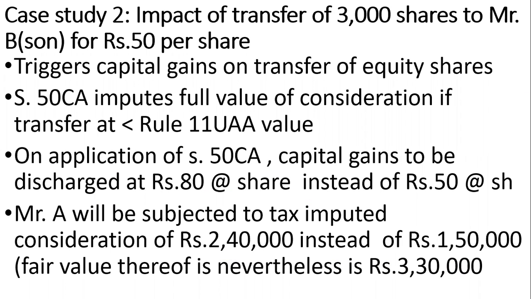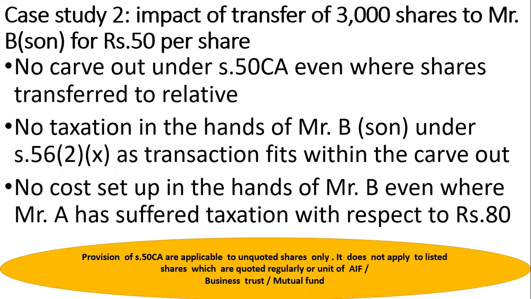Let me go to the example here. On application of 50CA, capital gain is to be decided instead of 80. As 50CA says, whenever valuation comes, it would be as per Rule 11UA. This 50C and 50CA are almost on a similar pipeline. 50C is applicable for immovable property. 50CA is applicable for unlisted shares. Mr. A is subject to tax at a consideration of 2,40,000 instead of 1,50,000. Fair market value is of no consequence.